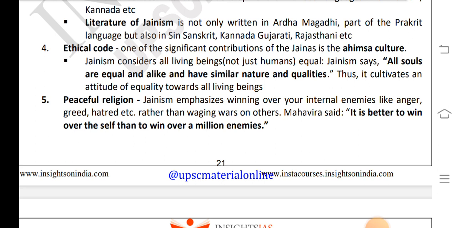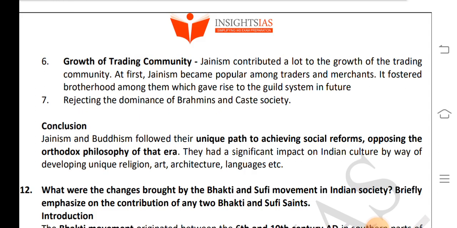Peaceful religion. Jainism emphasizes winning over your internal enemies like anger, greed, hatred, etc., rather than waging wars on others. And Mahavira said it is better to win over the self than to win over a million enemies.